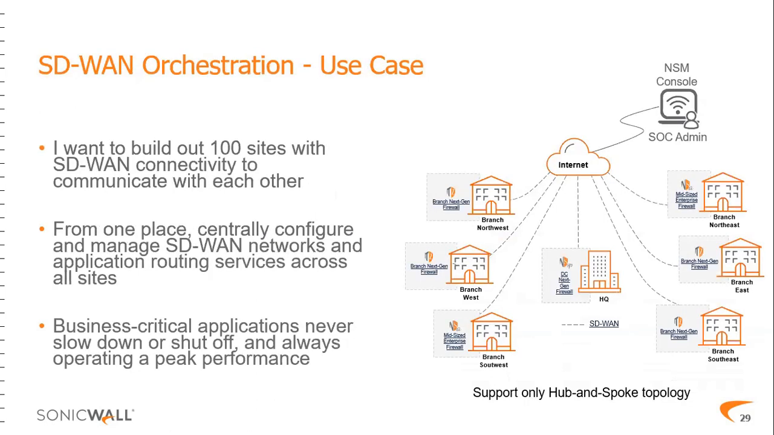For the SD-WAN orchestration use case, this is the example. I want to build up 100 sites with SD-WAN connectivity to communicate with each other. So you can centralize all this and manage it from just one place. This is also very useful because business critical applications will never go down and always operate at peak performance. So you can configure this using the SD-WAN function in the NSM.